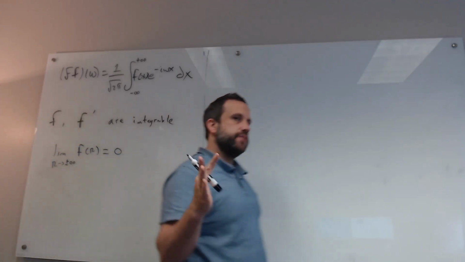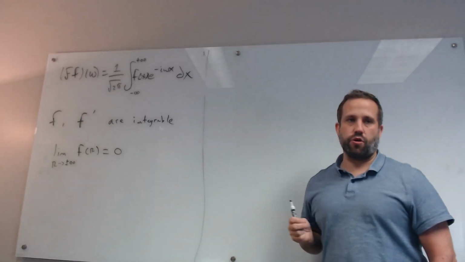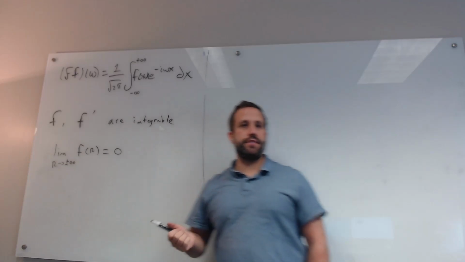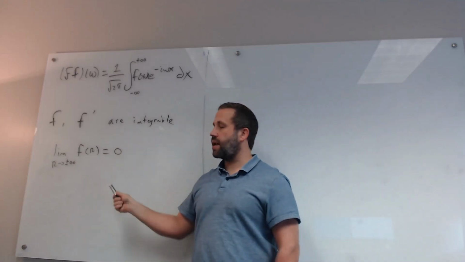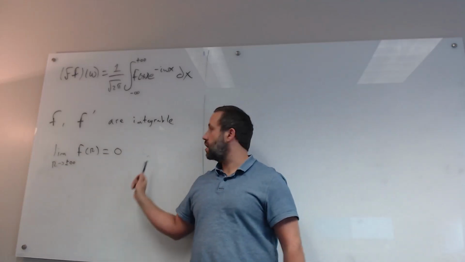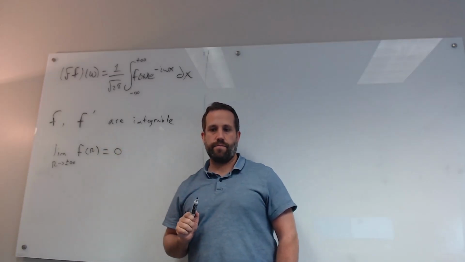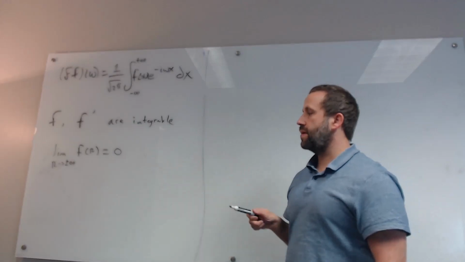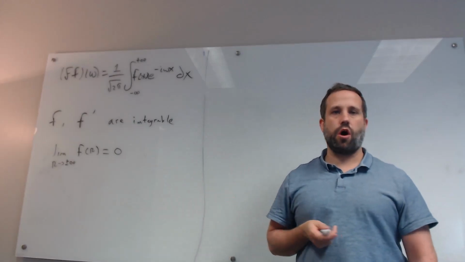Now at first this might seem obvious because I'm assuming that f is integrable. But there are integrable functions where this limit does not exist. So it's not clear just because we know f is integrable that this limit exists, and if it does, whether it's equal to 0.